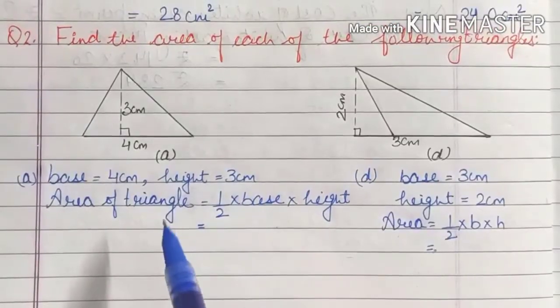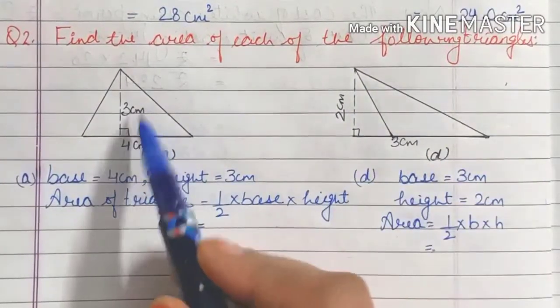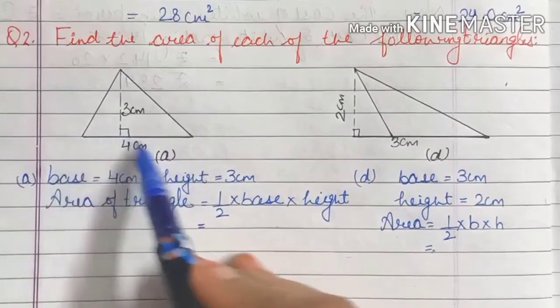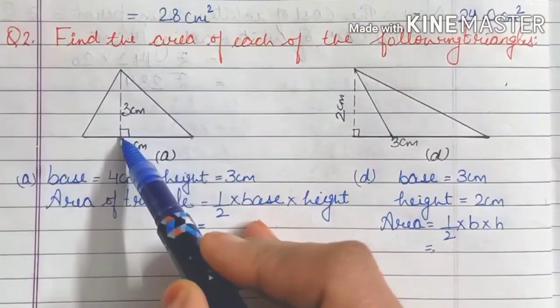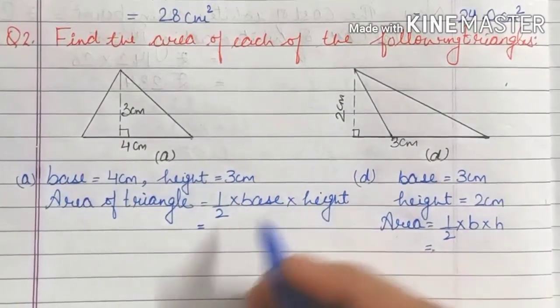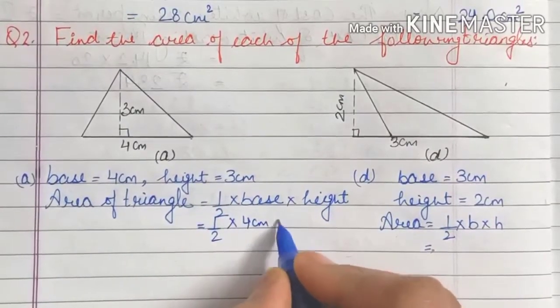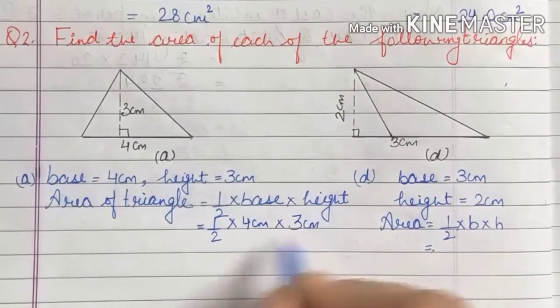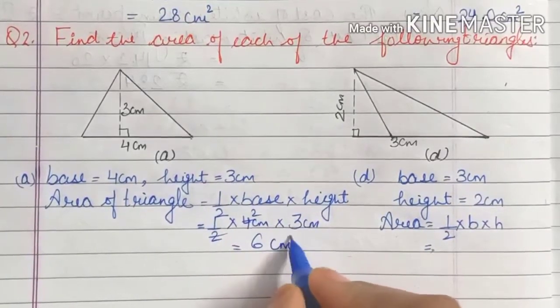Let's come now to question number 2. Find the area of each of the following triangles. Here in the A part we have 4 centimeter base and 3 centimeter corresponding height. So area of triangle will be half multiply base multiply height, half multiply 4 centimeter multiply 3 centimeter. If we simplify, it is equal to 6 centimeter square.